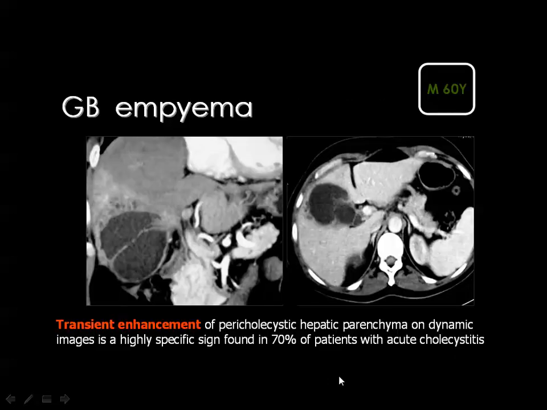And this is also an example of gallbladder emphysema. You can see the gallbladder is markedly distended, the wall is thickened and enhanced, and this is an inflammation which may affect the adjacent liver parenchyma, and in many cases you can see that the liver adjacent to the emphysema is heterogeneously enhanced and maybe edematous due to inflammation.